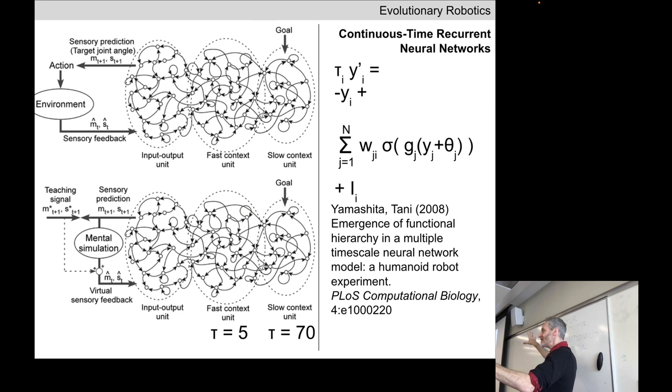Evolution has to figure out how to set the W's, G's, and thetas so that when this shows up again, this particular pattern of sensor values should arise. The pattern that the robot felt when the robot was being moved through the primitive by the teacher. Make sense? That's what all this sensory feedback and teaching signal over here means. Details of that, not so important for our purposes today.